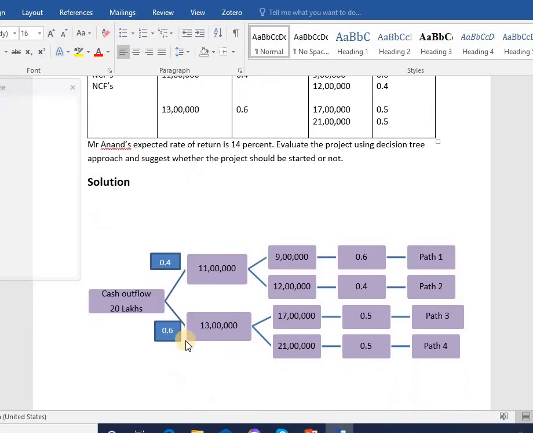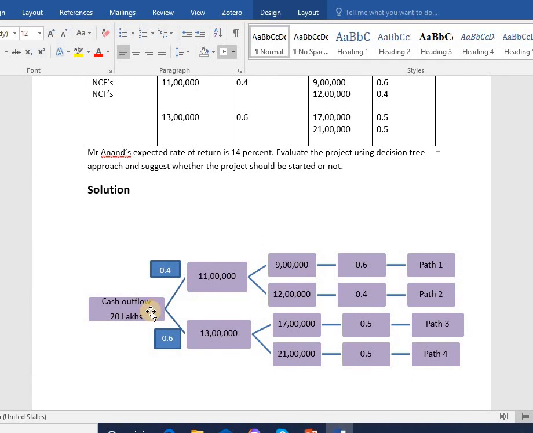So, the solution: the cash outflow is 20 lakh. First, two probabilities: a 40% chance of getting 11 lakh and a 60% chance of getting 13 lakh. If we get 11 lakh, then there is a 60% chance of getting 9 lakh and a 40% chance of 12 lakh. If we get 13 lakh, there is a 50% chance of getting 17 lakh and a 50% chance of getting 21 lakh. So this is path 1, path 2, path 3 and path 4.